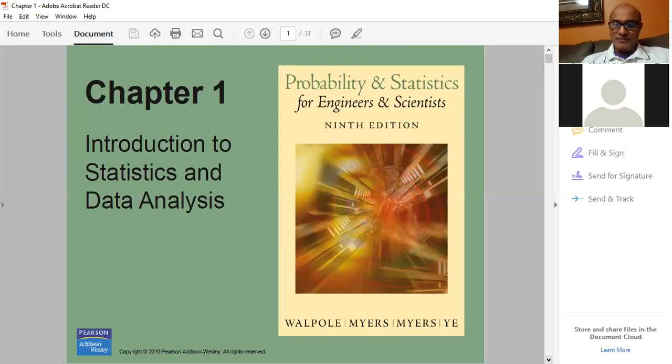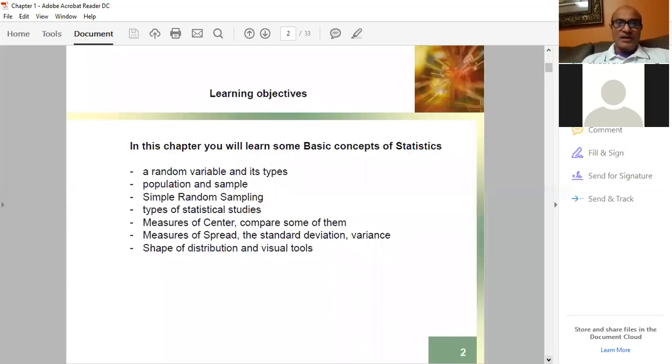Okay, let's start. Here the learning objectives are a random variable and its types. That's what we are going to see first. Then what we mean by the population and the samples. Just keep in mind that a sample is nothing but a subset of the population. I will explain it to you, giving you some practical examples. Then simple random sampling, types of statistical studies, and measures of center. Measures of center, I mean you can find mean, median, all these things.